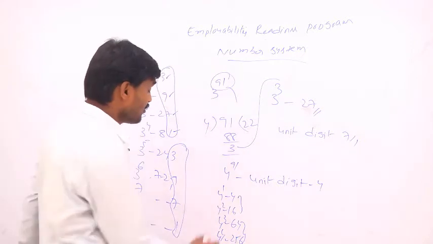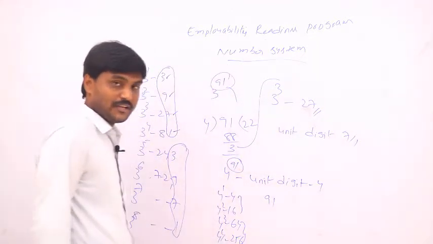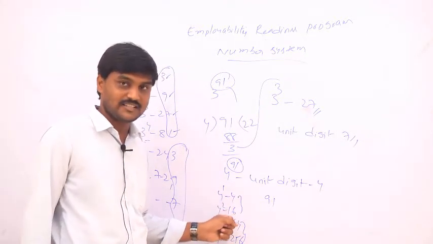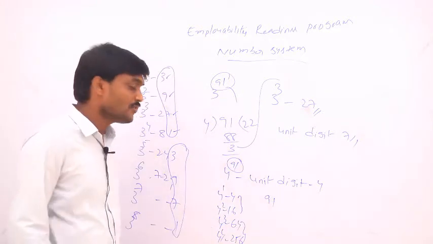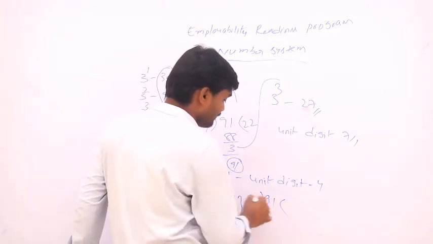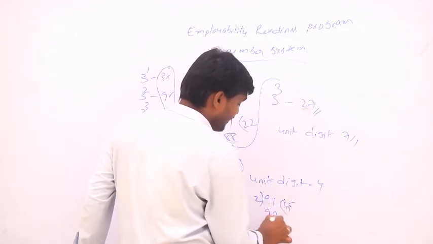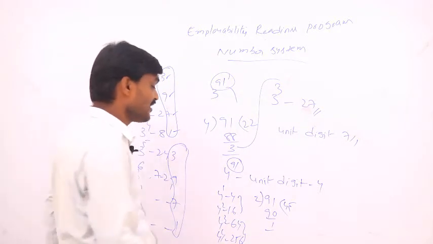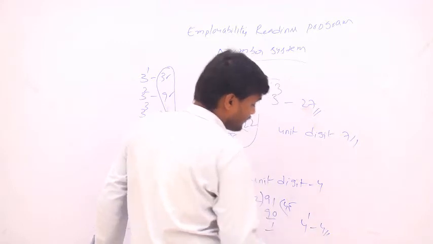Otherwise, 91 should be divided by 2 because 2 elements are repeated, that is 4 and 6. That's why the power value should be divided by 2. 2 times 45 is 90, so the remainder is 1. For the unit digit, the remainder is put in 4 power 1, which is 4.